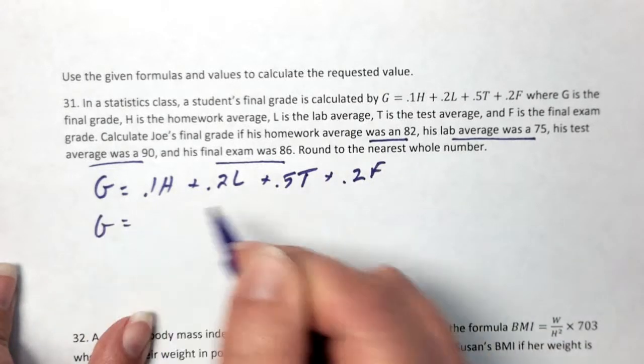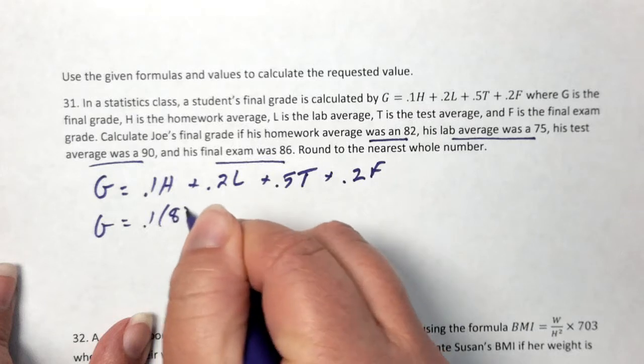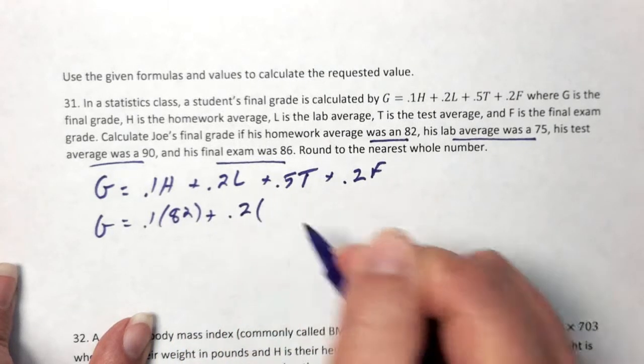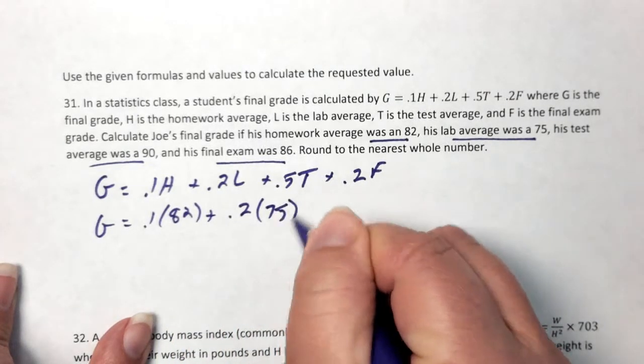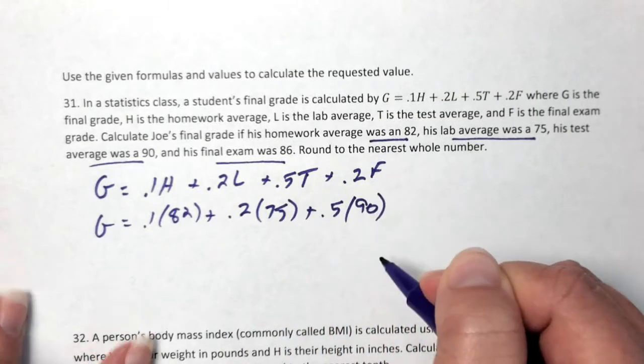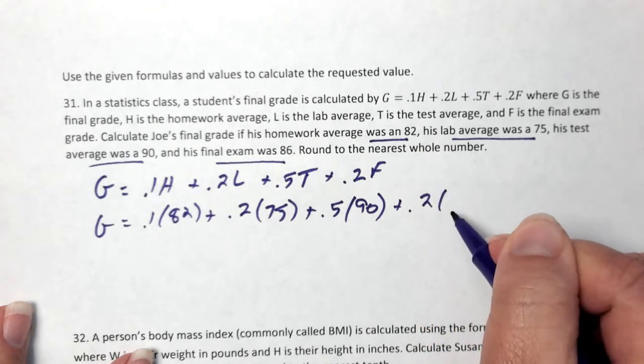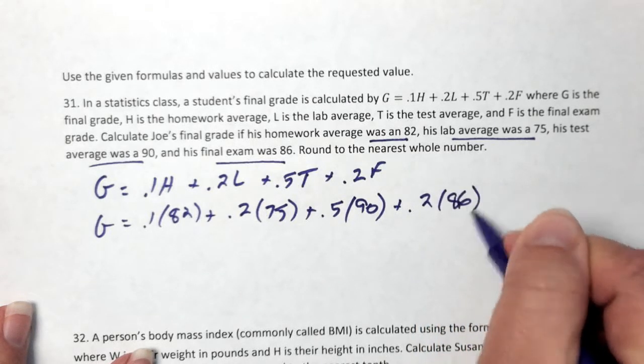And then I'm going to plug in the numbers they gave me. They said his homework average was 82, so I'm going to put 82 for H. It says his lab average was 75. I'm going to put 75 for L. His test average was 90. I'm going to put 90 for T. And his final exam was 86, so I'm going to put 86 for F.